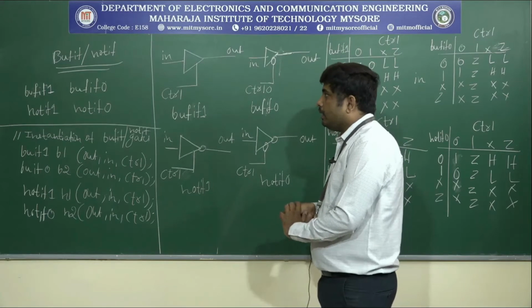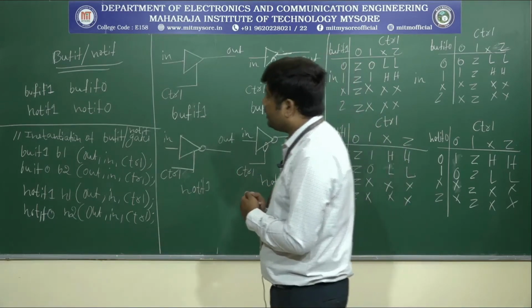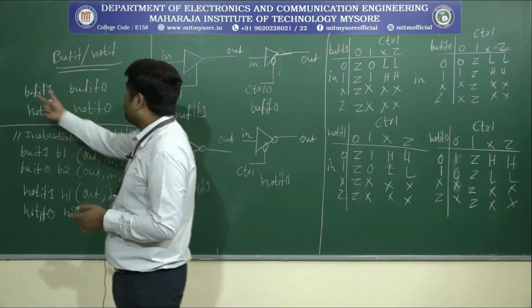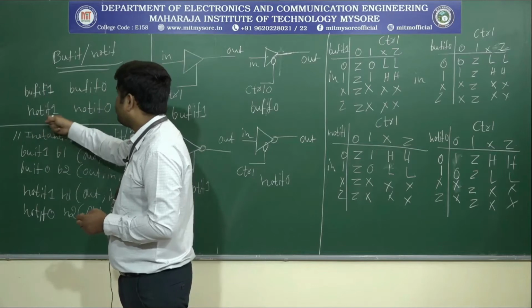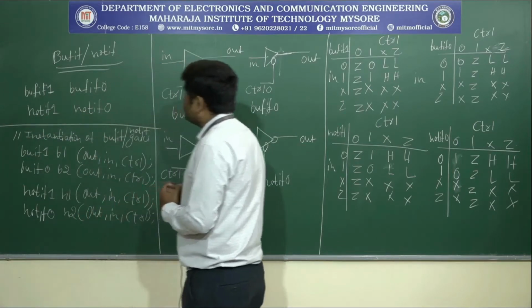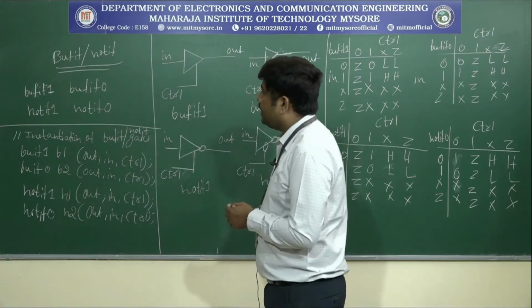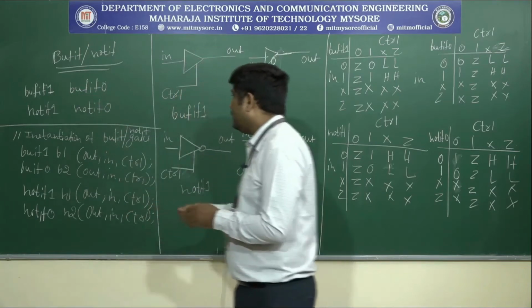Then here there are four primitives available. These primitives can be named as bufif1, bufif0, notif1, and notif0. So these are all the four primitives with respect to bufif and notif. Here, 0 and 1 indicate low and high.